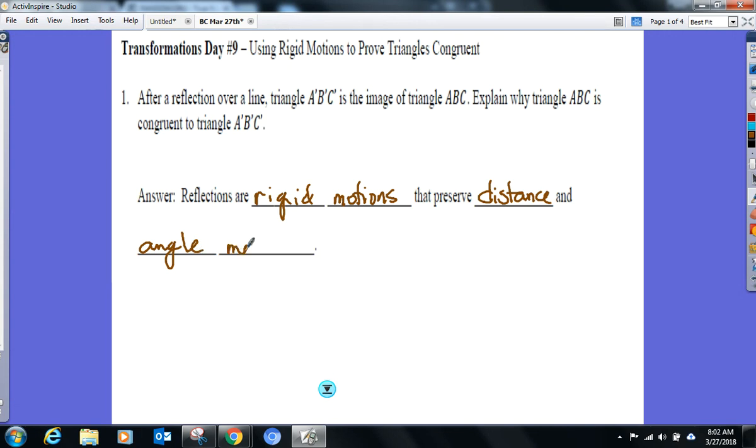I'm going to require a lot more here when the problems change, but for now, just get the idea of, hey, whatever transformation you have, reflection, rotation, translation, is a rigid motion. Rigid motions preserve distance and angle measure. That's why the two triangles are congruent. They do not change their size or shape because distance and angle measures are preserved.